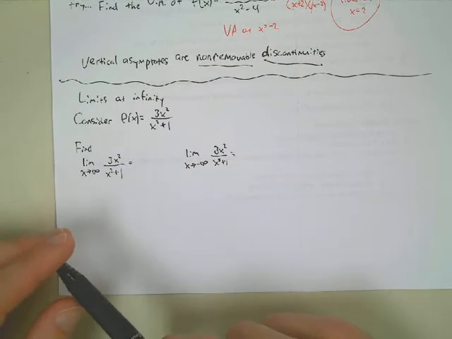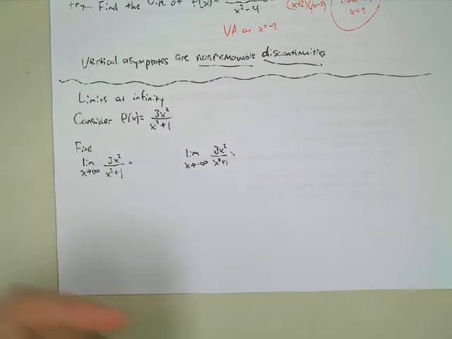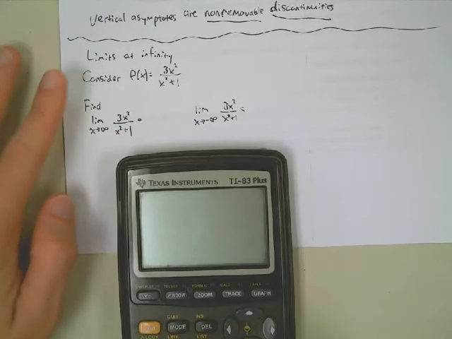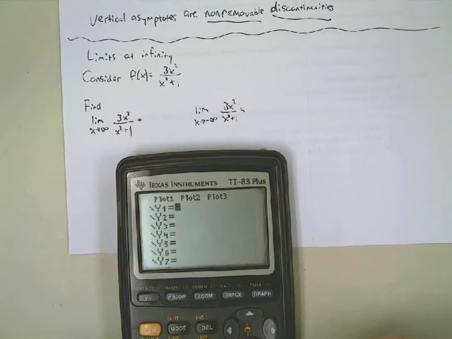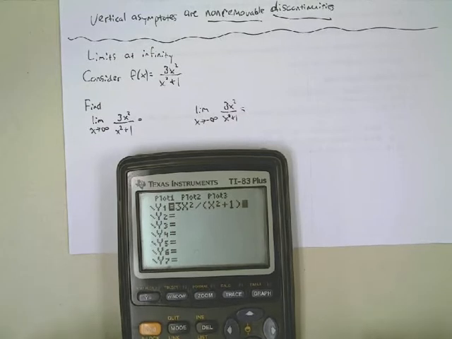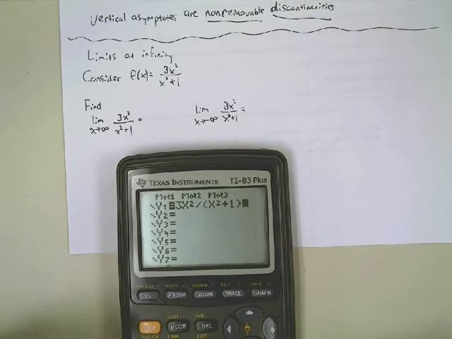I don't know. That's hard to do. Maybe let's go to our calculator, right? Because when all else fails, we can go to our calculator and maybe try and figure it out that way. So we'll clear out our y1, and let's type in 3x squared, right? And then in the denominator, x squared plus 1. Yeah, don't forget parentheses around your denominator. Okay, always put those parentheses around your denominator.